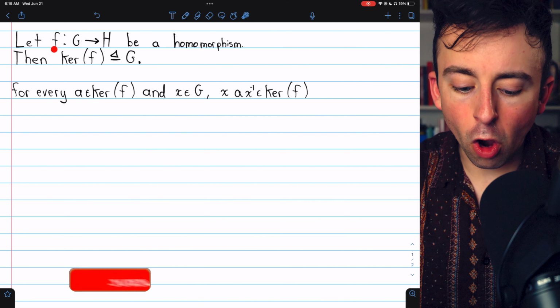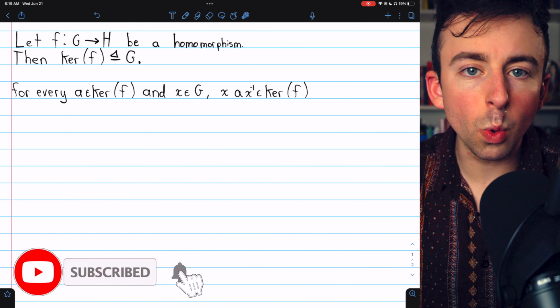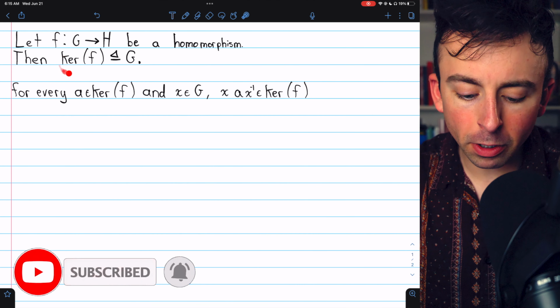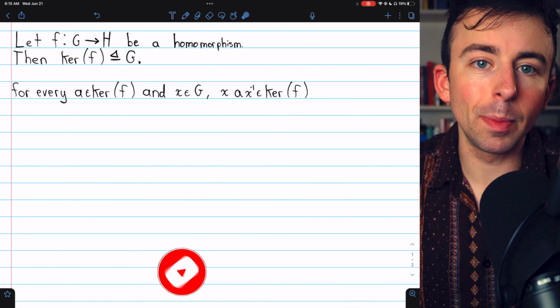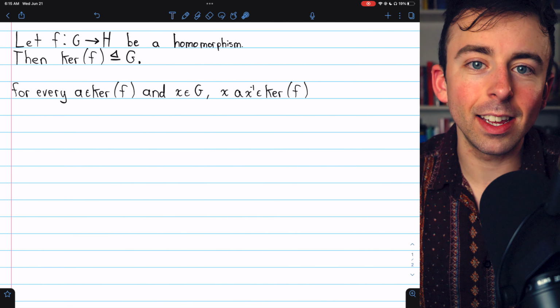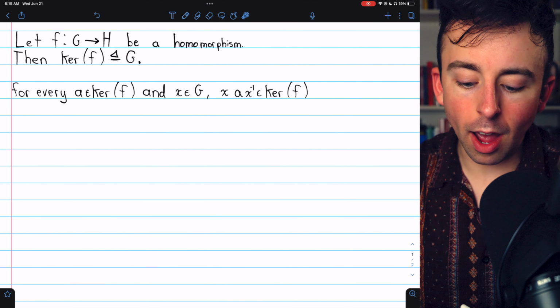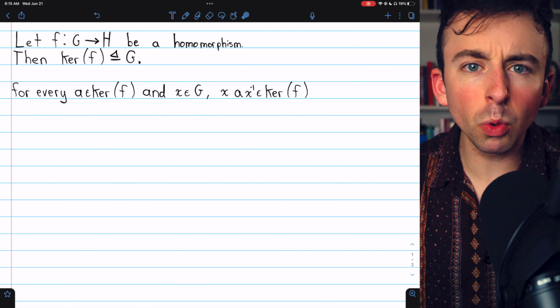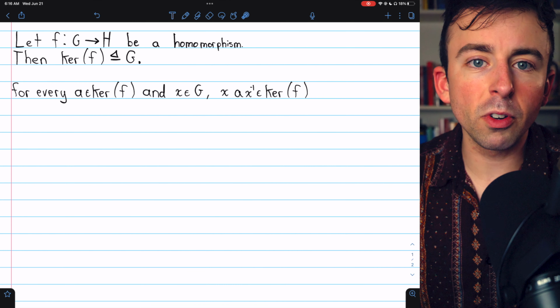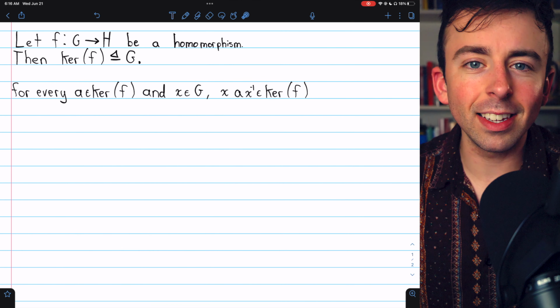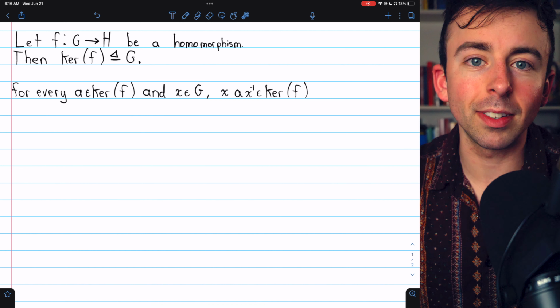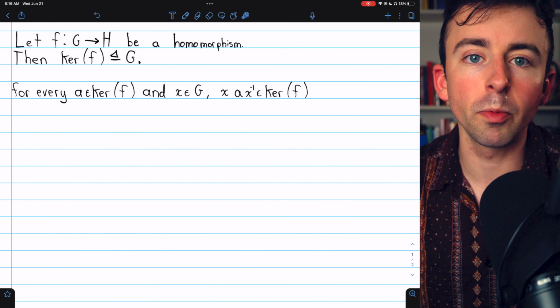If F is a homomorphism from a group G to a group H, then the kernel of F, the set of all elements that F maps to the identity in H, is actually a normal subgroup of the group G. That's what we'll prove today. You can check the description for links to relevant lessons in case you need to review any of the topics in this video, like normal subgroup, for example.